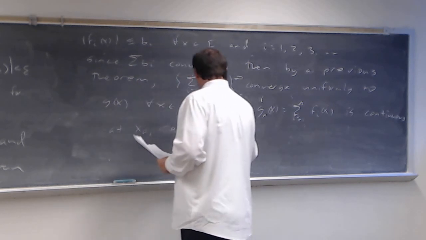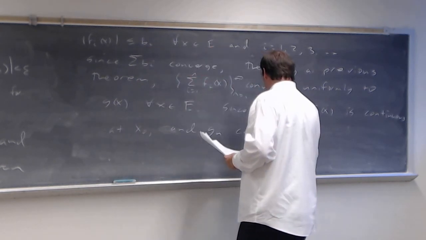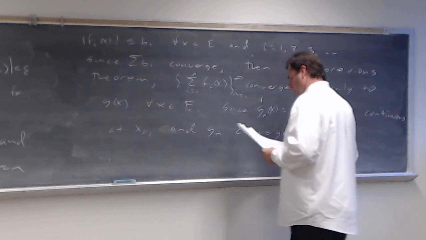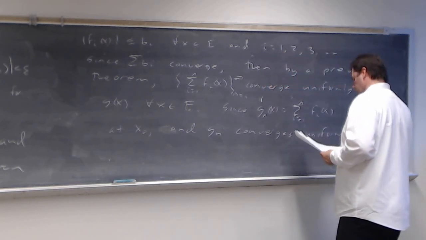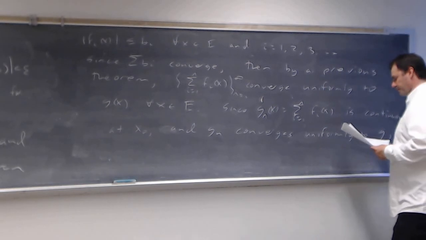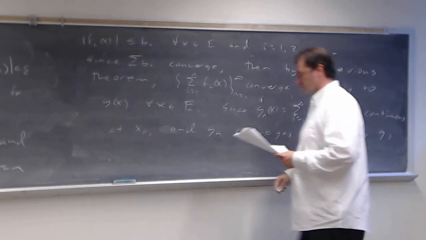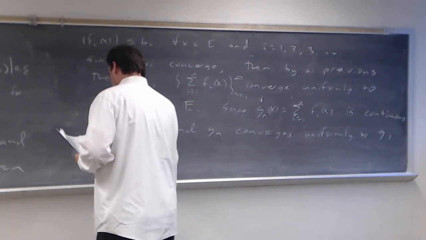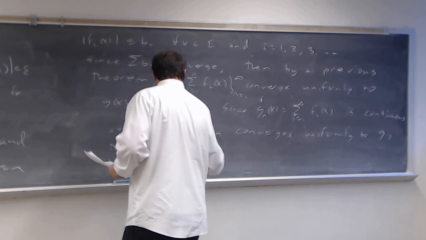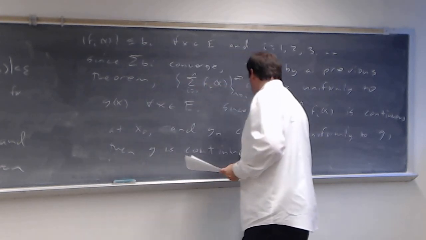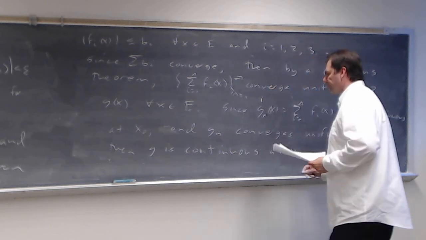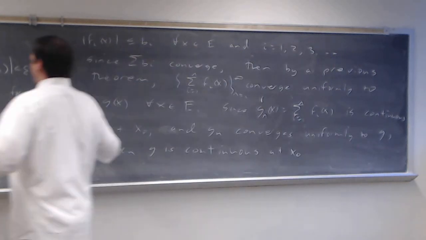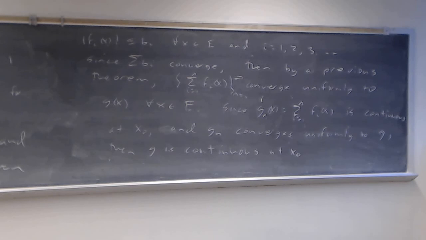And g sub n converges uniformly to g, then that'll imply that g is continuous at x sub naught. This continuity is by a theorem that we've done previously.